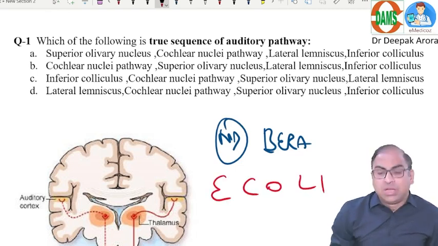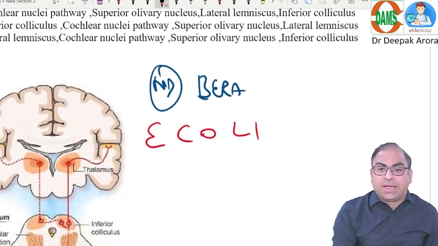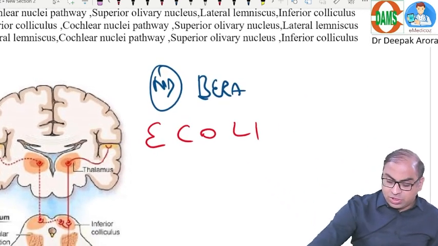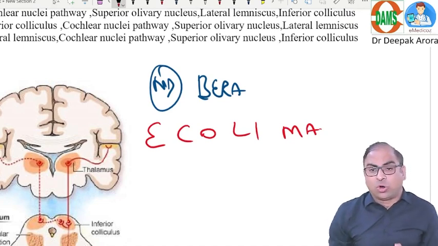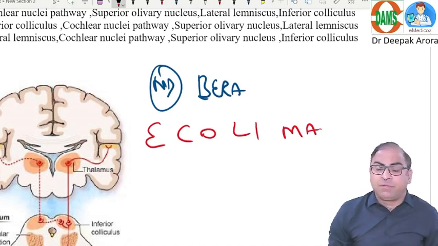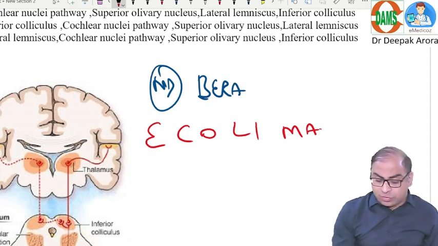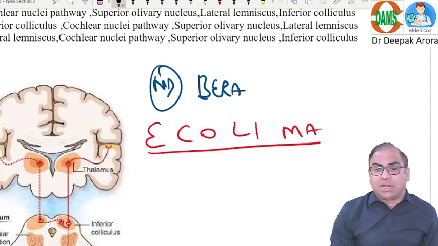We always learn this mnemonic: ECOLIMA. So that is your 8th nerve, followed by cochlear nucleus, followed by olivary nucleus, lateral lemniscus, inferior colliculus, medial geniculate body, and auditory cortex. So these are the important 7 landmarks.